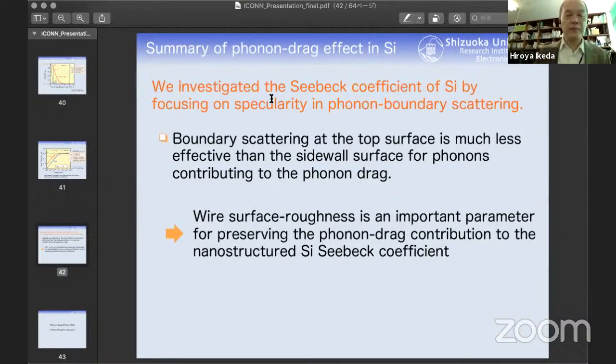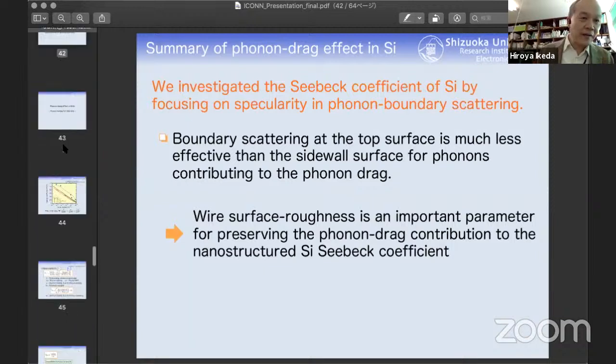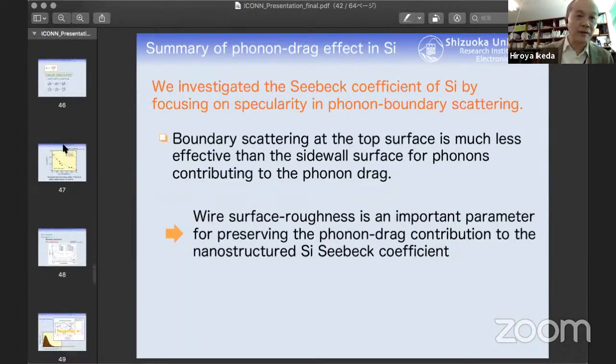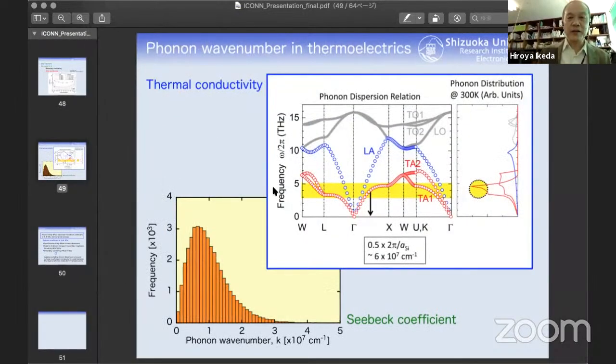Yes. Today I explained only the Seebeck coefficient and mainly focused on the boundary scattering. In this case, it is just phonon boundary scattering, so this does not influence the electric current so much. And in the thermal conductivity case, usually the phonon wave number contributing to the thermal conductivity is higher.